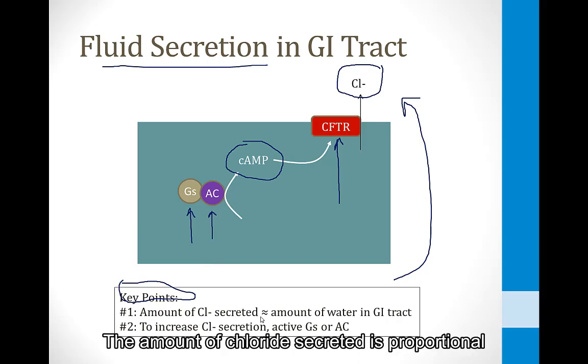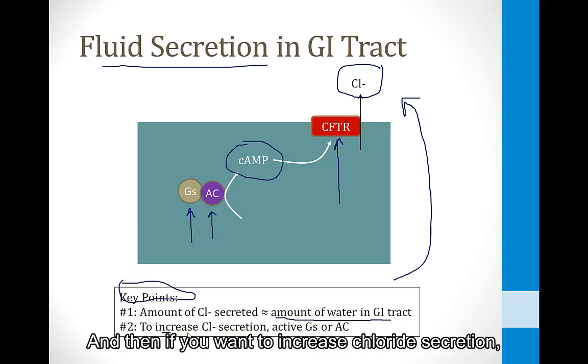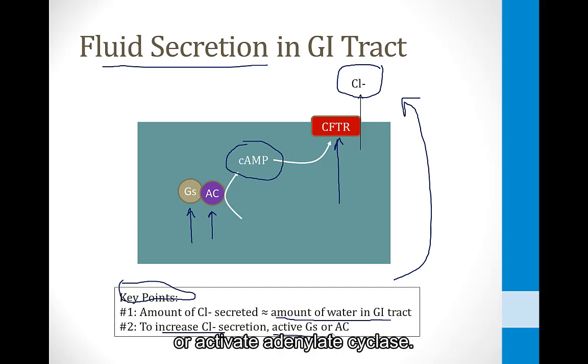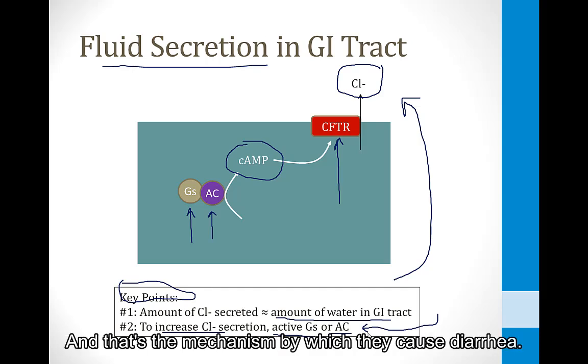So key points about this process I've summarized down here at the bottom. The amount of chloride secreted is proportional to the amount of water in the GI tract. And if you want to increase chloride secretion, you need to either activate the G stimulatory protein or activate adenylate cyclase. And the exotoxins are going to do this to increase the chloride secretion and therefore the amount of water in the GI tract, and that's the mechanism by which they cause diarrhea.